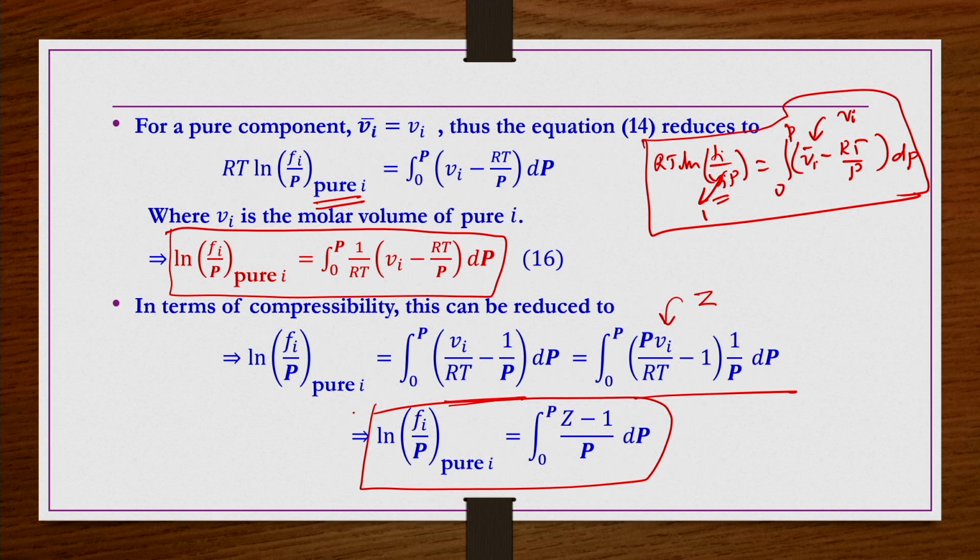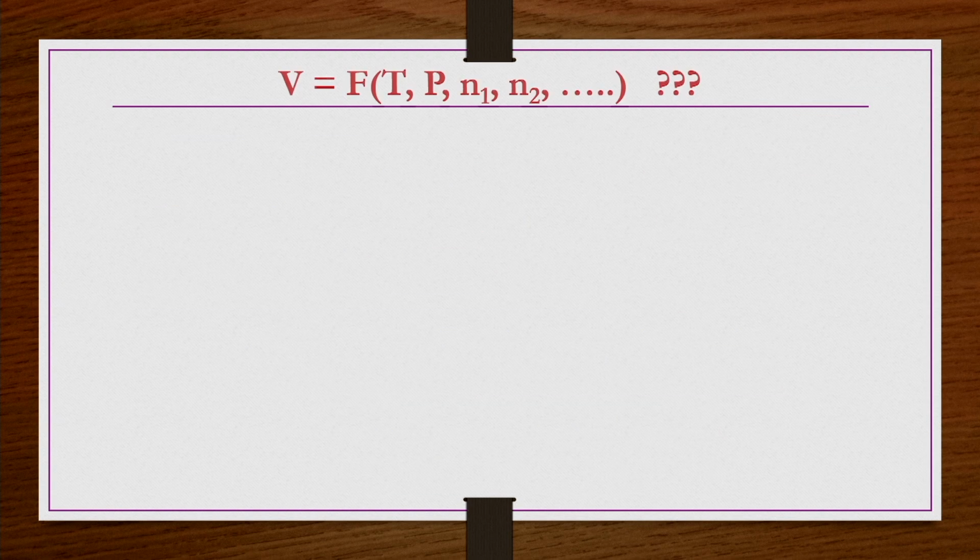This we can make use of, okay. So, both equation number 16 and this equation are the same, but the only thing is that this equation is written in terms of compressibility, right. So, we have seen, if we know V as a function of temperature, pressure and composition, and then taking temperature and pressure as independent variables, we can find out the fugacity coefficient.